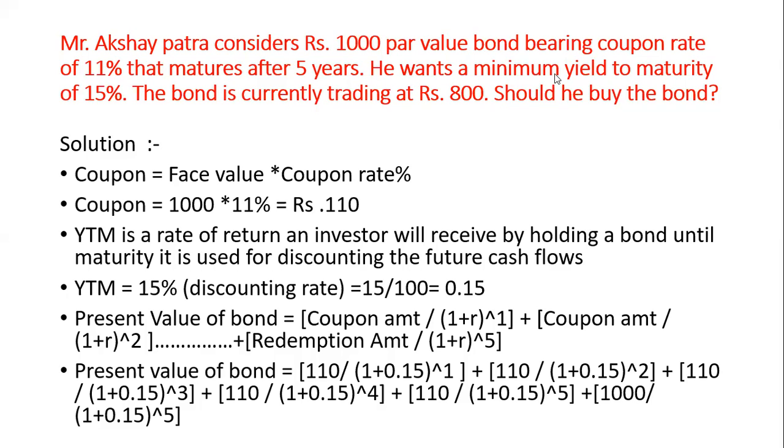He wants a minimum yield to maturity of 15%. That means the interest rate going on in the market is 15% and he desires to get a 15% return from the bond. This is used for discounting the bond. This is R, YTM, 1 plus R, 1 upon 1 plus R raised to N. The bond is currently trading at 800. Should he buy the bond?